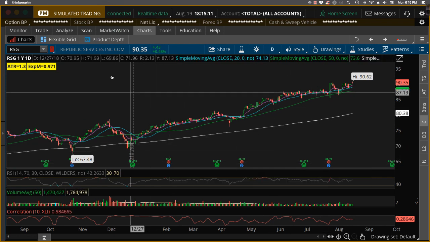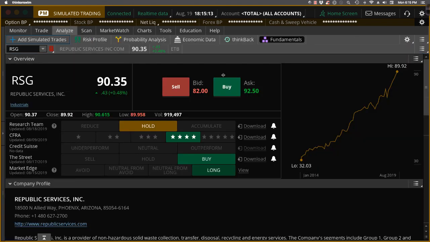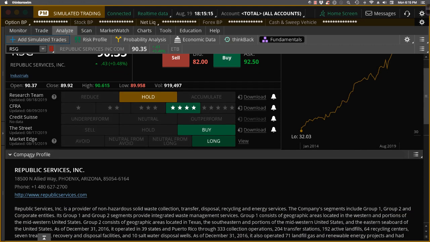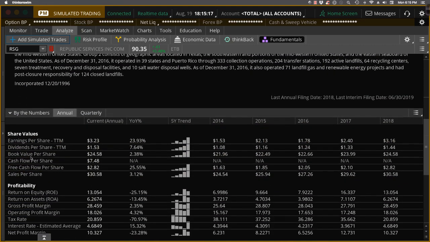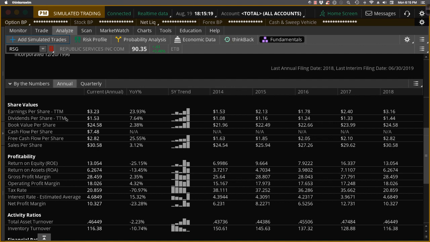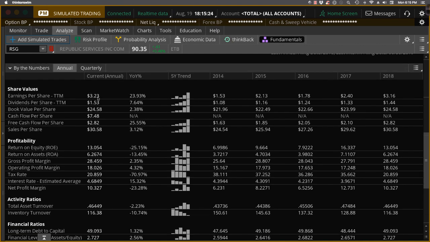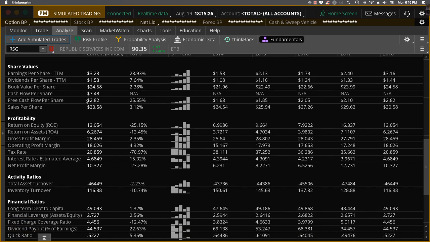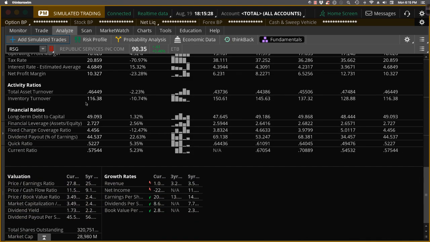They've got decent earnings. And of course, I can go look at the Analyze tab and look at all the fundamental data, and I can see down here by the numbers what kind of earnings per share they have, what kind of price to earnings ratio. They're showing 3.23 earnings per share, current annual. Their price to earnings ratio is 27.8. So it's not over 30. It's not crazy high, but it's not low.